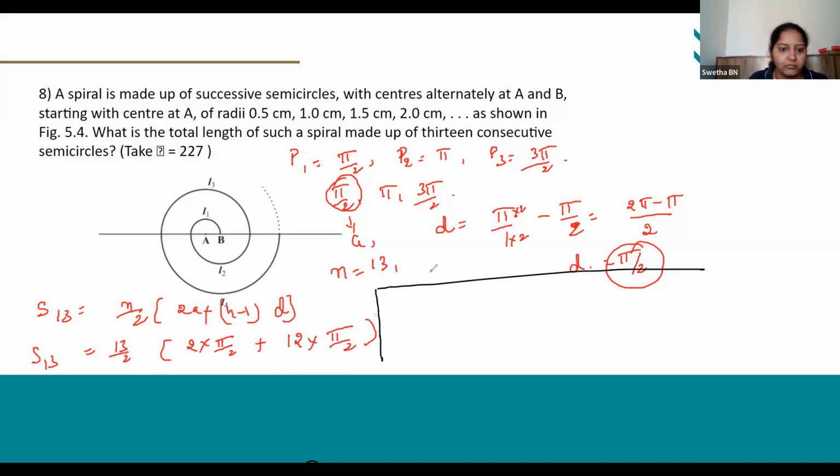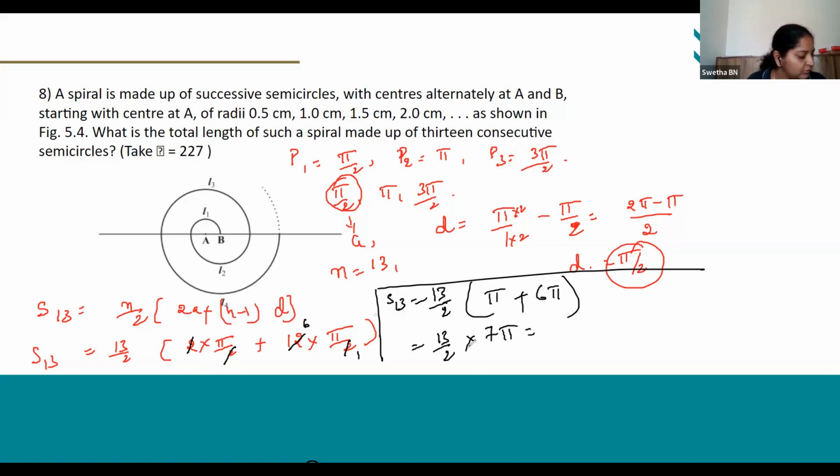S13 is equal to, write 13 by 2 as it is, children. You cannot reduce it. So here, can you cancel the two 2s, children? 2 and 2 get cancelled. And here 2 ones are 2, 2 6s are 12, right? So here pi is remaining plus 6 pi, which is equal to 13 by 2 into 6 plus 1 is 7. You cannot reduce this, right? Okay, right. 13 by 2 into 7 pi.